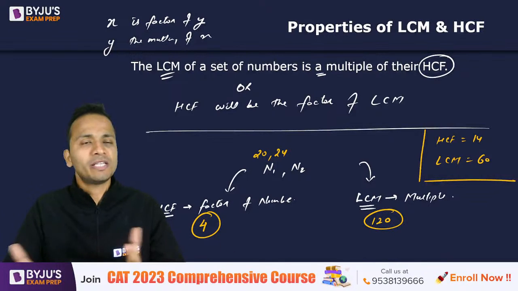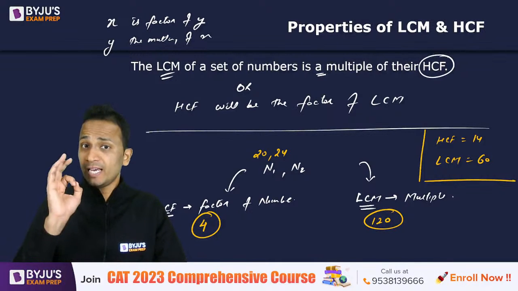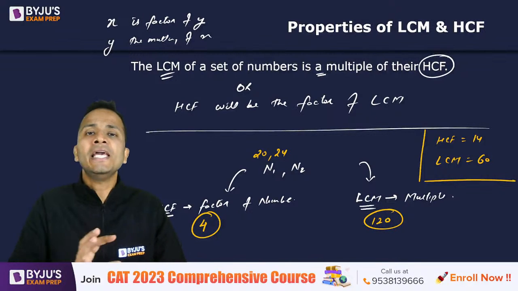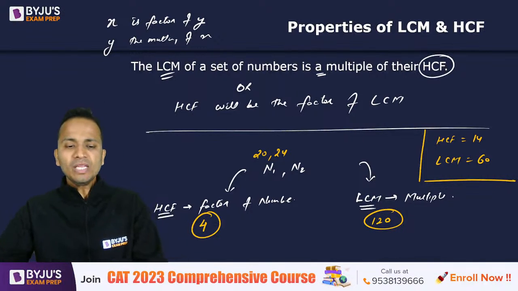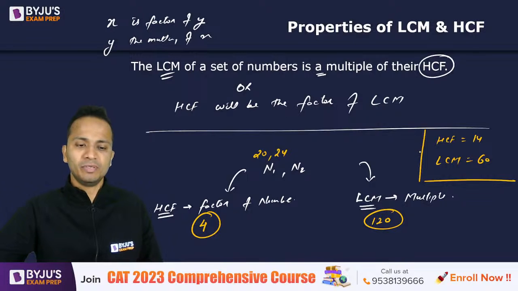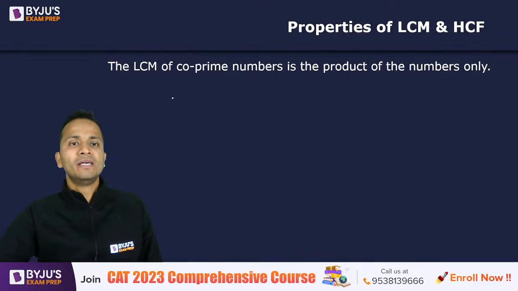No, 60 is not the multiple of 14. So that means the data that I have given to you is incorrect. It is inconsistent. It is wrong data. Okay, fine. This is never possible for the numbers. Now let's move on towards the next property.